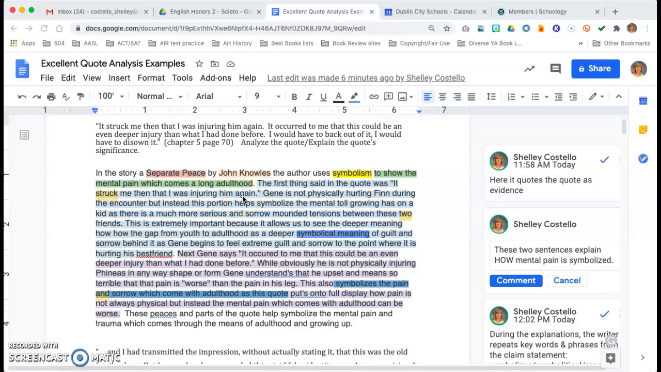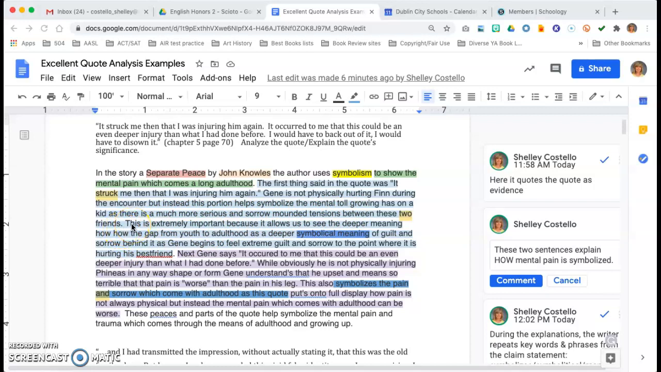End quote. Now, how do you tie your evidence back? Well, sometimes you need to repeat certain words or key phrases that you used in your quote analysis. So here we have, this is our first tie-in. Jean is not physically hurting Finn during the encounter, but instead, this portion helps symbolize the mental toll growing has on a kid, as there is a much more serious and sorrow-mounted tensions between these two friends.